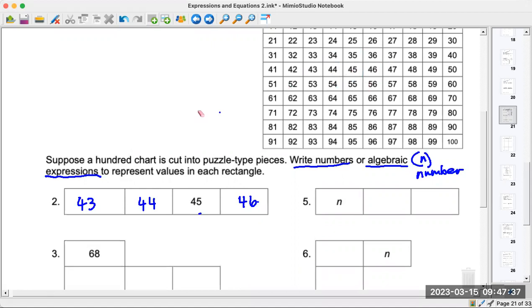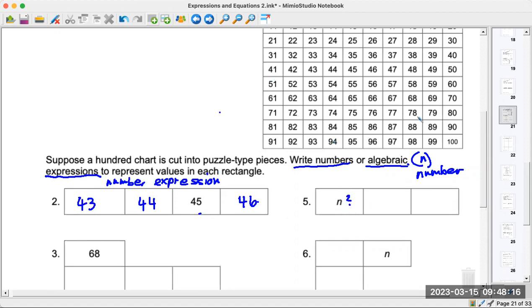Now, this is called a number expression, because it started out with a number. Now we're starting out with algebraic, meaning algebra. We're using algebra, which is a form of math that uses numbers combined with variables or letters. Algebraic expression to represent values in each rectangle. Now let's look. We've got 3 in a row. You don't know what number N is. N is any number. Any number.